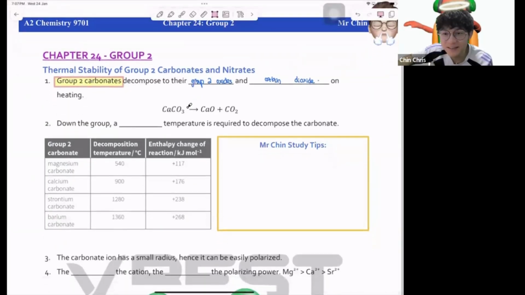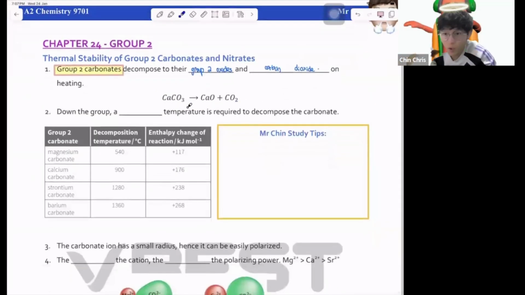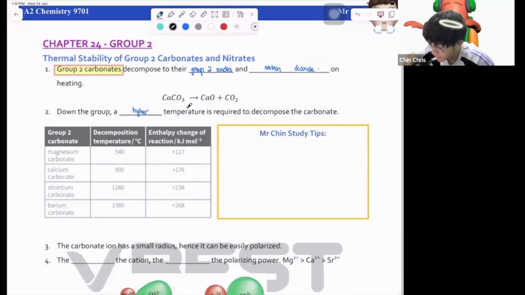Alright guys, right now let's look at CaCO3 turning into CaO and CO2. As you go down the group, a higher temperature is required for the Group 2 carbonate to decompose. I want you to draw it out as you go down: Group 2 thermal stability increases. Please write it down. Thermal stability increases, so it gets more and more stable.